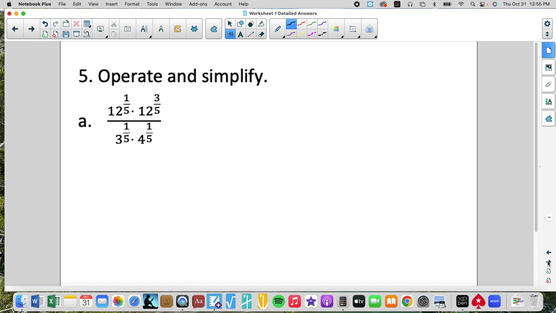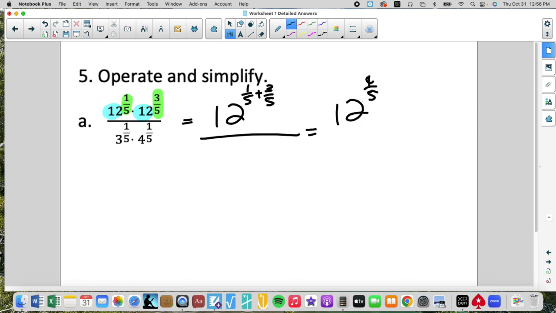Operate, whoa, operate. I love this word, operate. We have 12 to the 1/5 times 12 to the 3/5. We notice that we have like bases again. When we have like bases, in multiplying, we are going to add their exponents. So this equals 12 to the 1/5 plus 3/5, which gives us 12 to the 4/5. And then down in the denominator, those are not like bases. So we cannot add their exponents.